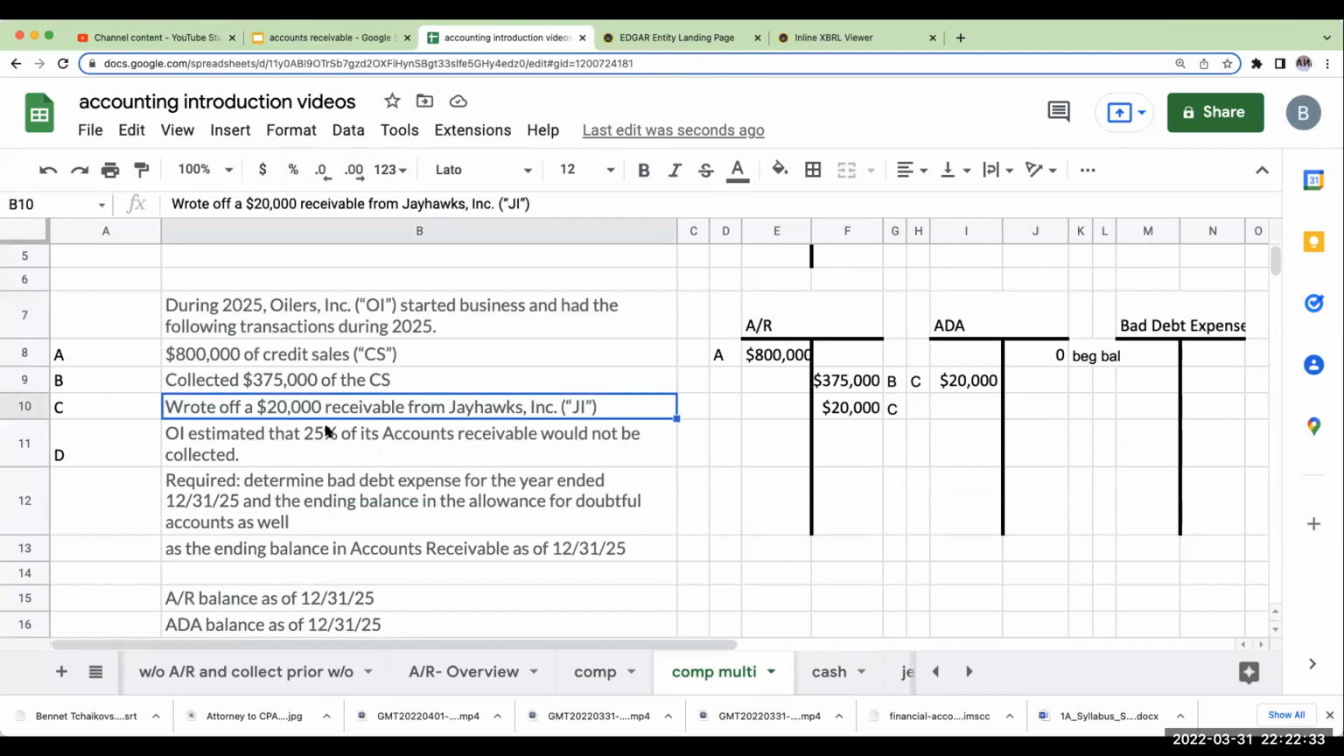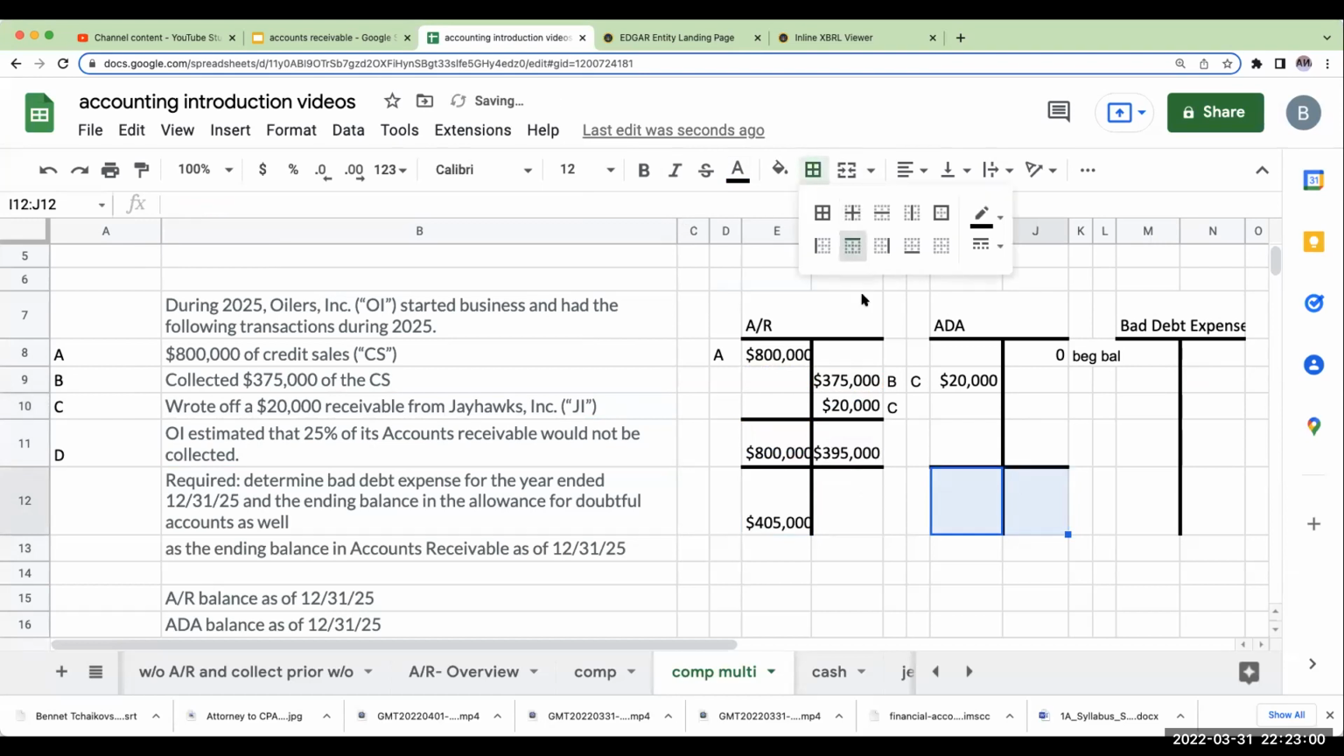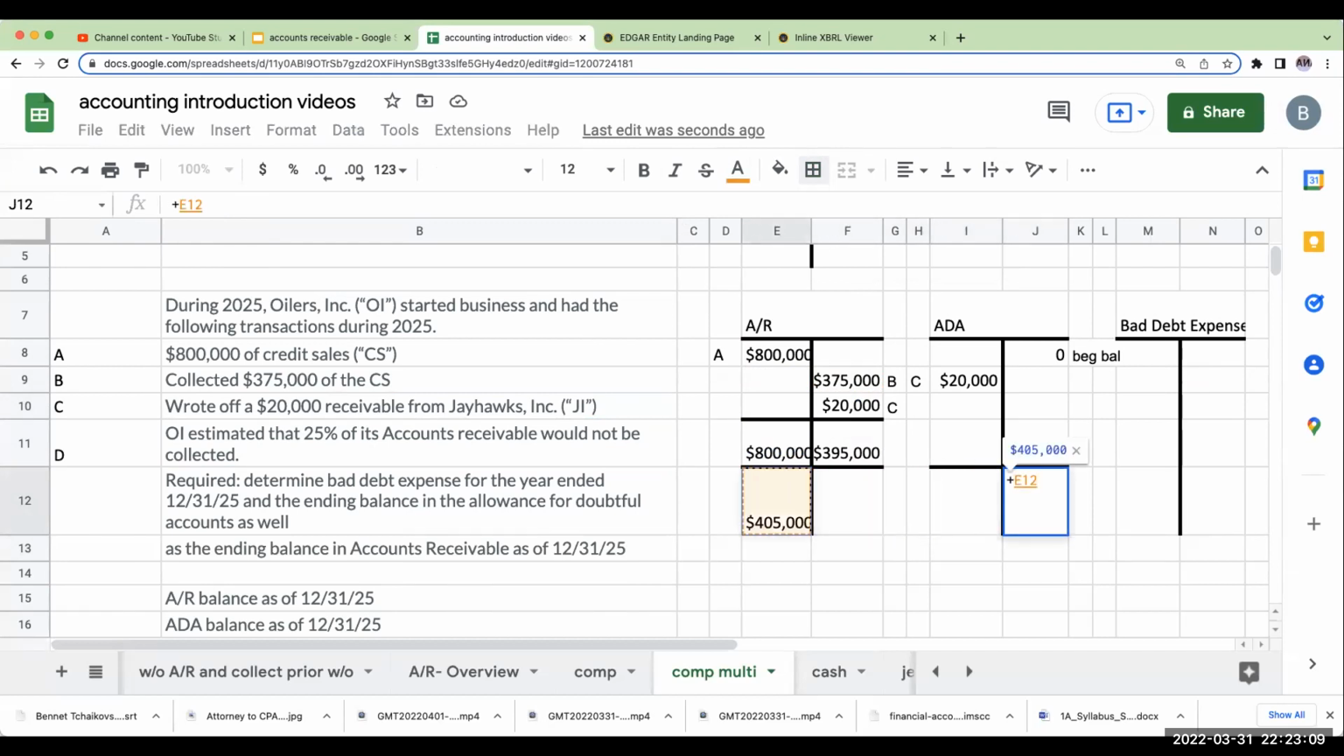So I wrote off a $20,000 receivable, and I'm estimating that 25% of my AR would not be collected. So what I now need to do is ask, what's my total amount of accounts receivable? Well, I have 800,000 in credit sales. I collected 375, but I wrote off a $20,000 receivable. So my ending balance in accounts receivable is going to be 405,000. Over here, it tells me that 25% of this amount would not be collected. So I'm going to say, okay, 405,000 times 25%.